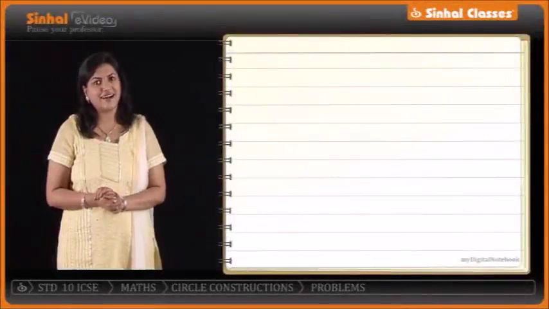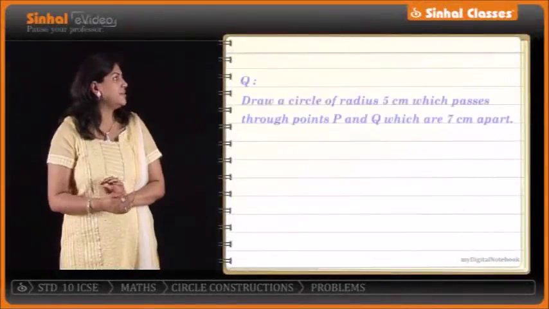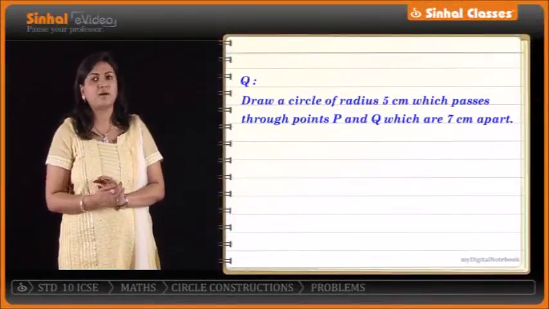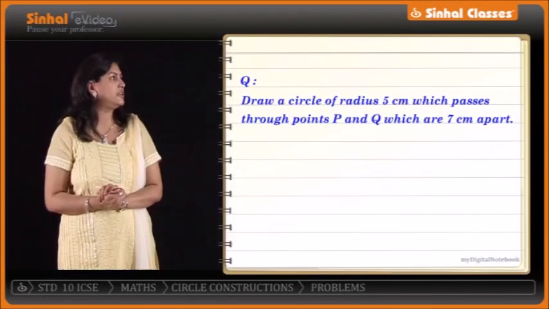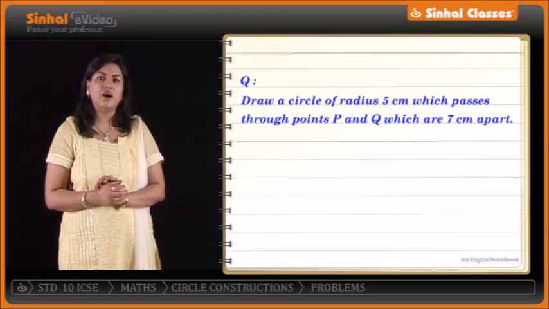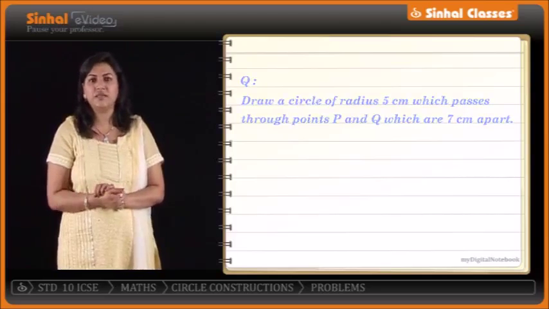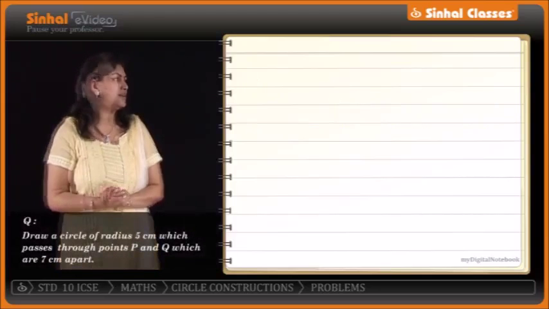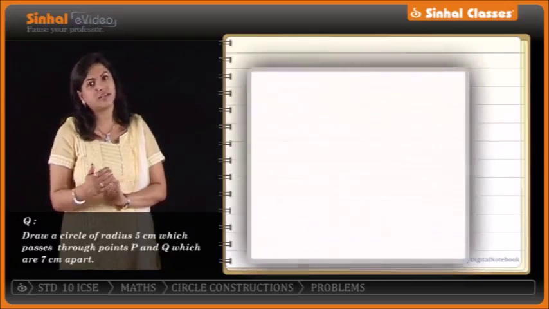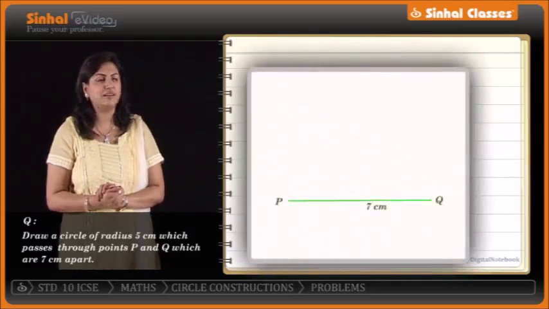Now let's consider our next problem. Draw a circle of radius 5 cm which passes through points P and Q which are 7 cm apart. Now we are given that length of PQ is 7 cm. So we first draw a straight line PQ such that PQ is 7 cm.